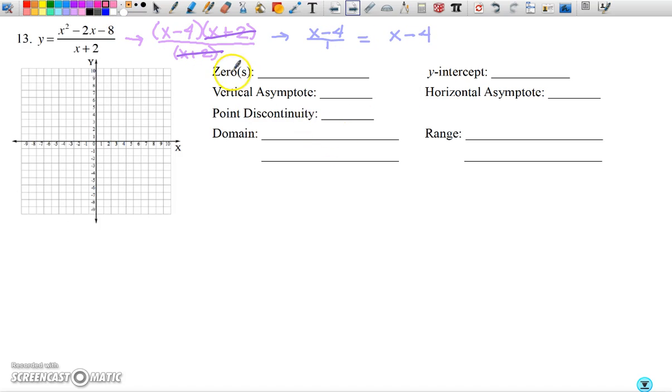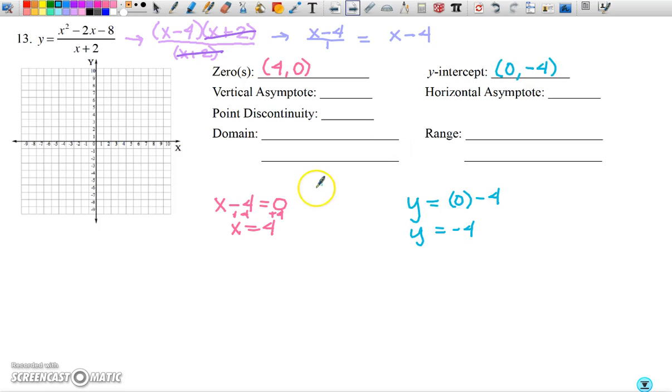All right, so start with your zeros. Zeros meaning taking your numerator and setting it equal to 0, and solving. So you end up with x equals 4 because you add 4 to both sides of your equation. So we get (4, 0). Then what we look for is our y-intercept, and our y-intercept we get by plugging 0 into our equation. So we take our y equals, we put in 0 for x and subtract 4. So we end up with y equals negative 4. And so that would be (0, -4) for our y-intercept.